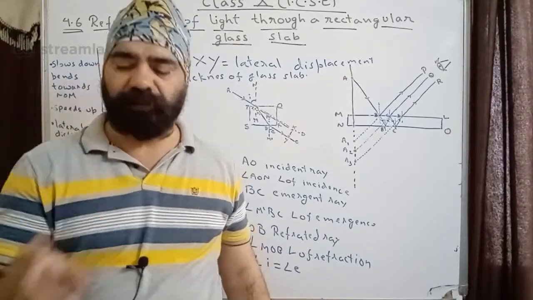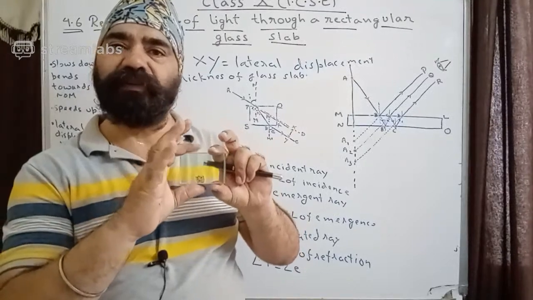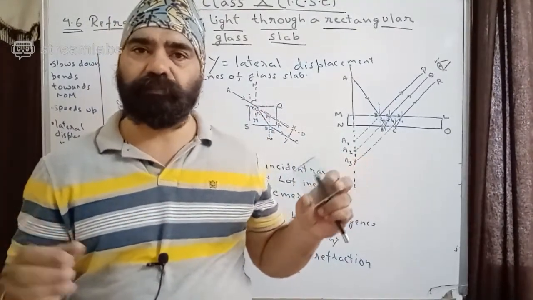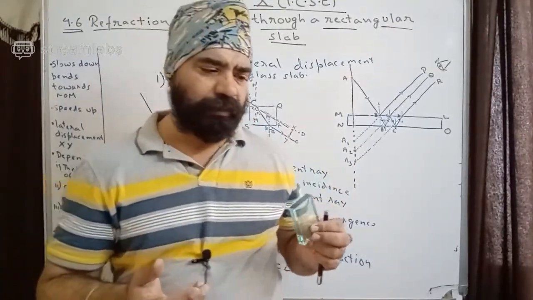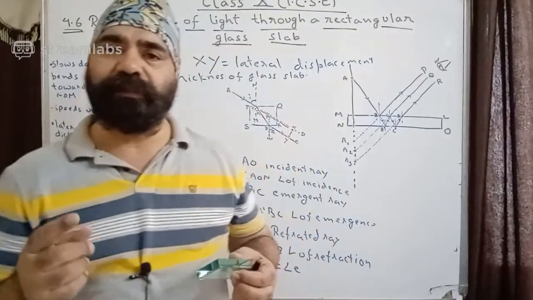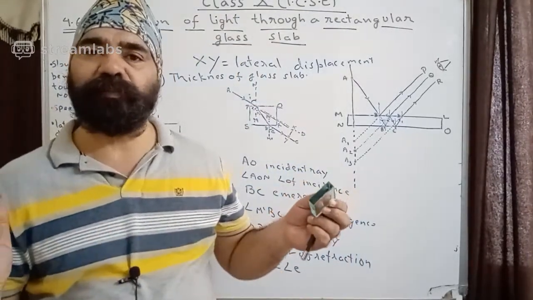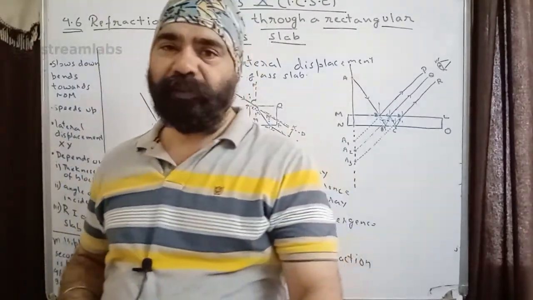So we have learned two things. Number one, lateral displacement depends upon the thickness of the glass slab. The thicker the glass slab, the greater is the displacement. The lesser the thickness, the lesser is the lateral displacement. The second thing is that the greater the angle of incidence, the greater is the lateral displacement. The lesser the angle of incidence, the lesser is the lateral displacement.